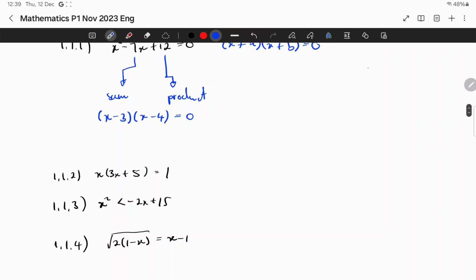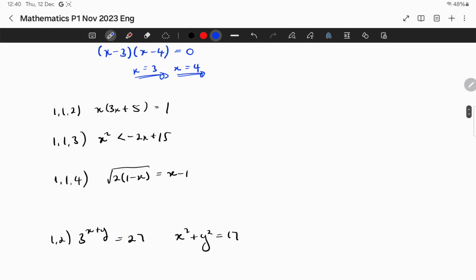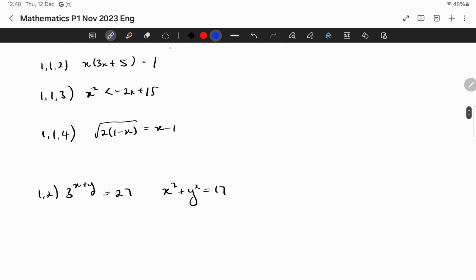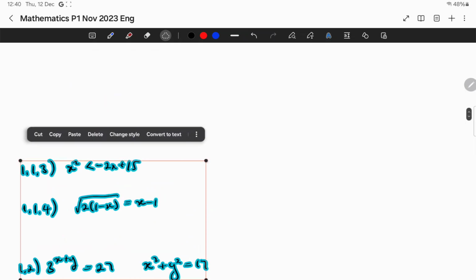Multiplication is commutative. What I mean by commutative is you can shift the terms you're multiplying around and you still get the same answer. So therefore your answer should be x is equal to 3, x is equal to 4. That's pretty simple. The next question we have is solving for x in that equation there.